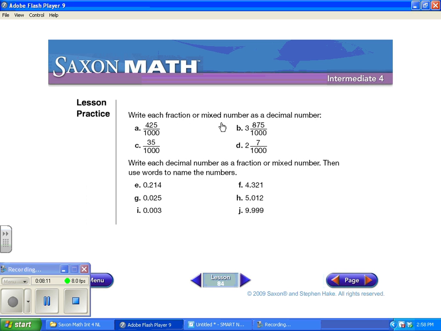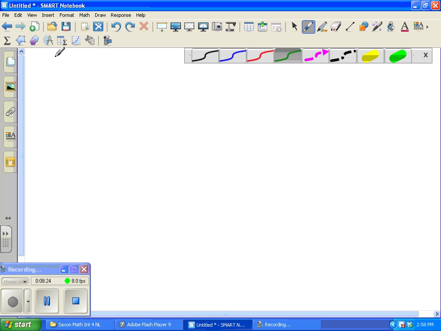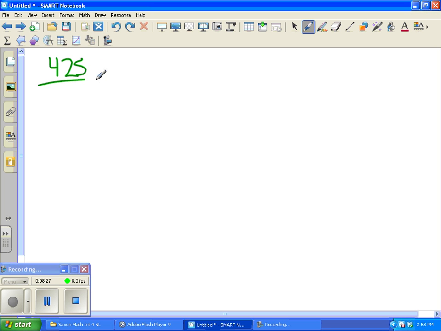Lesson practice. Write each fraction or mixed number as a decimal number. So first we're looking at fractions and we're going to switch them to decimals. So let's look at A. 425 thousandths. Okay, here's how we started. Go ahead and put your 0 point. Okay, then write 425 and you're to the thousandths place. Okay, tenths, hundredths, thousandths. So this is what it equals as a decimal.